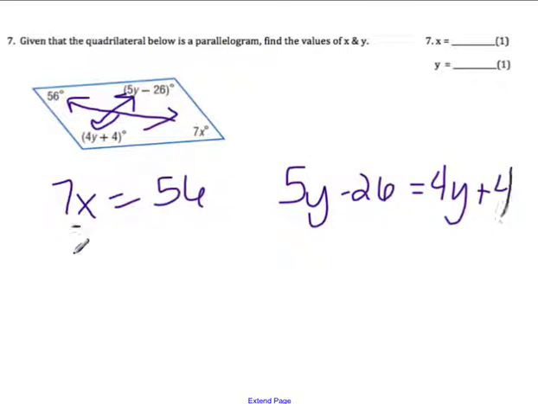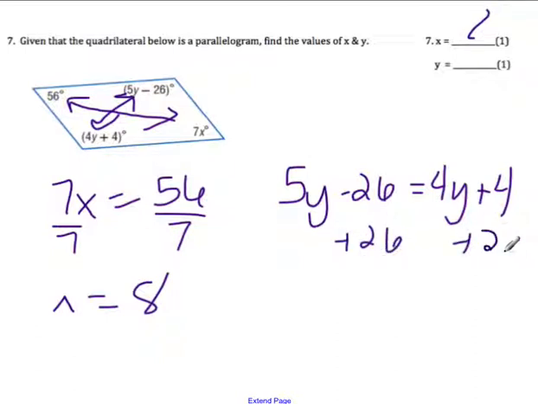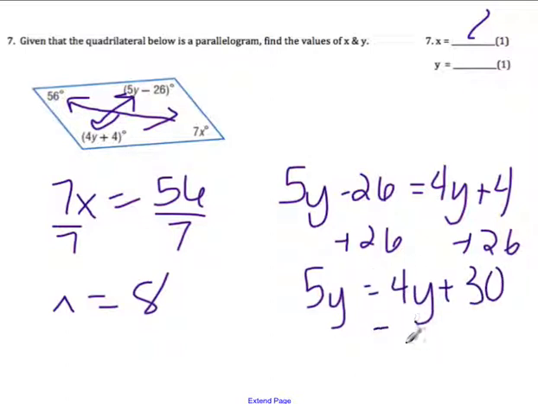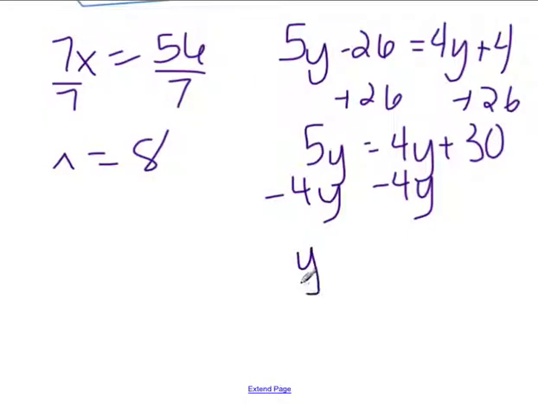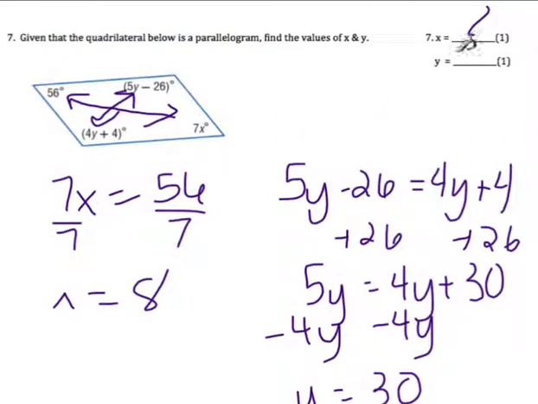So this one's a pretty easy solve for x. We're just going to divide both sides by 7, and we get 8. Here we want to add 26 to both sides. And then we get 5y is equal to 4y plus 30. Then we want to subtract 4y from both sides. And then we get y is equal to 30. So for this one, y is equal to 30 and x is equal to 8.